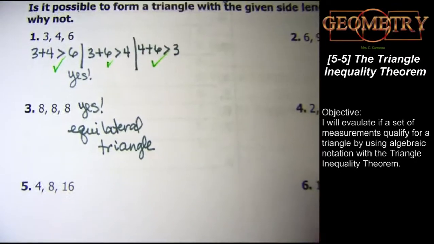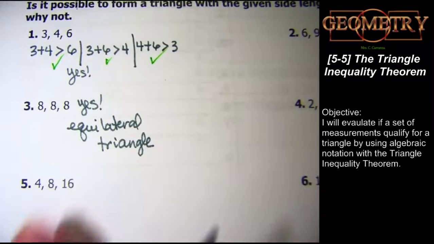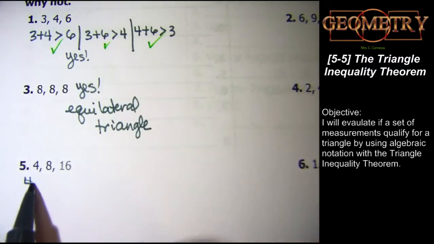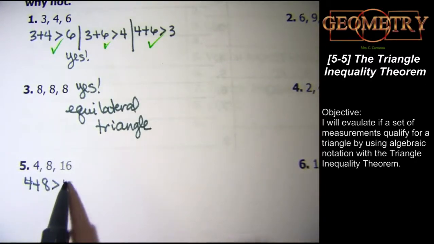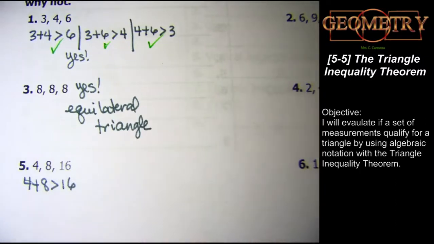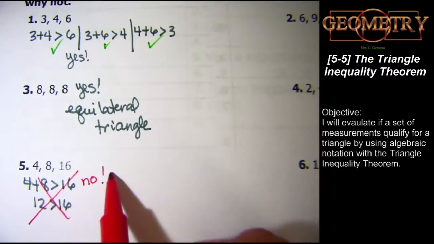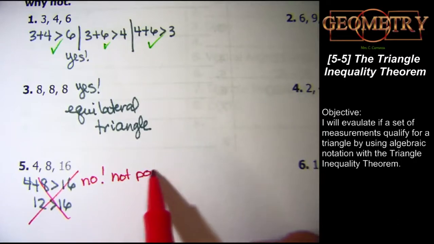Shall we do one more? All right, let's try this number 5 and let's see if this gives us a no. All right, so 4 plus 8, is that bigger than 16? No, 4 plus 8 is 12. 12 is not bigger than 16. So this is a no, not possible.